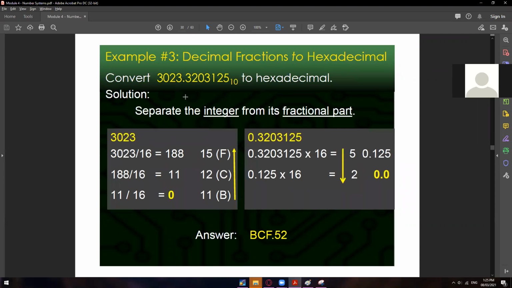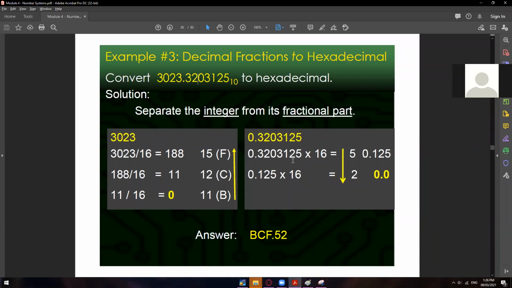All right then. Okay, so let's now proceed with our example number 3. Sometimes it's not only the fraction part or only the integer part. Sometimes they are combined as one. So we have here the integer part, and then we also have here the fraction part. Don't worry, just solve them separately. You can have your solution right here for the integer part, and your solution right here for the fraction part.